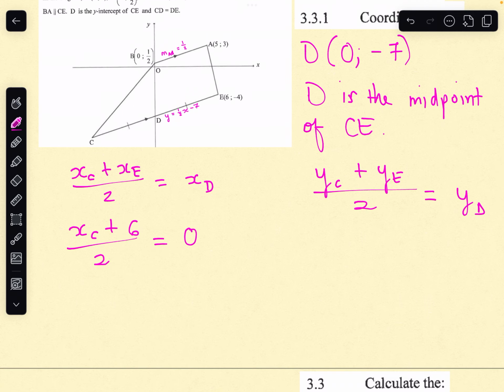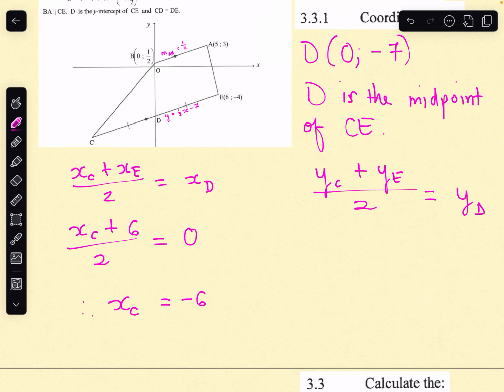And so, in order to get 0 over here, that means the x-coordinate of C must be -6, right? If you want to do the whole times by 2 on both sides, you get 0, then you -6 on both sides, you end up with -6. Or you can just do it by inspection, right? If you want to end up with a 0, that means this guy up here must be a 0. 0 divided by 2 gives you 0. And the way to get a 0 up here is that this number should be a -6.